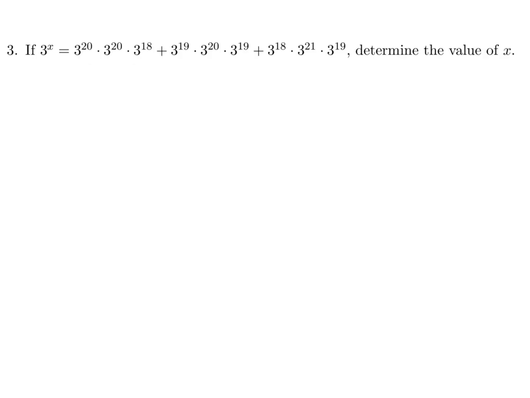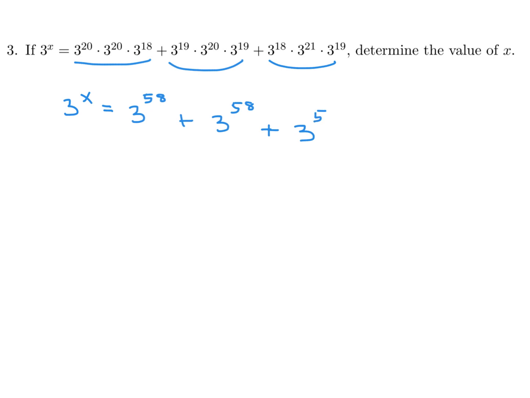If 3 to the power of x is equal to 3 to the power of 20 times 3 to the power of 20 times 3 to the power of 18, and so on, determine the value of x. So this one right here, since we add the exponents, it'd be 20 plus 20 plus 18, which is 58. And then this one, again, you add the exponents, so it'd be 19 plus 20 plus 19, which is 58.